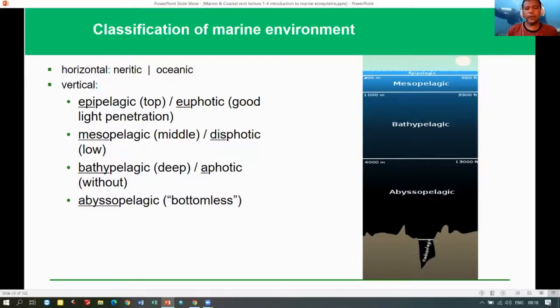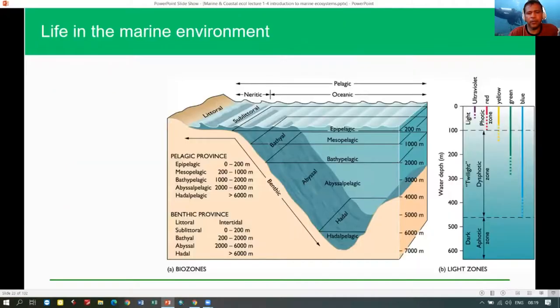So that is again the unique thing with the marine environment. Below 4,000 meters is called the abyssopelagic, the ocean depths. And even below that there is another zone called the hadopelagic, right? Hadopelagic means the trenches. Anything below the usual ocean floor, any water body below the general bottom, we call the hadopelagic. That comes to the trenches. Usually you see the trenches in this hadopelagic zone, right?